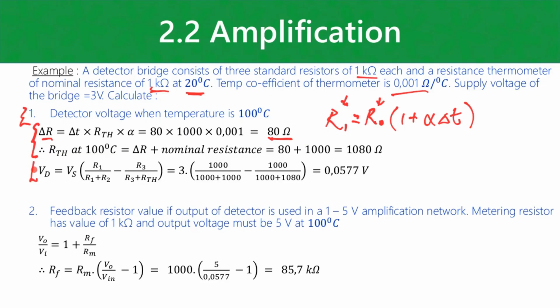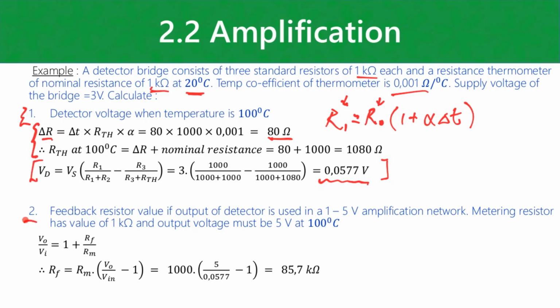Then you can pretty much just plug everything into your equation. The voltage that you're going to measure across your detector bridge is then, in this case, 57.7 millivolts. Now that is quite a small voltage. You can't really do anything with that small voltage unless you amplify it.